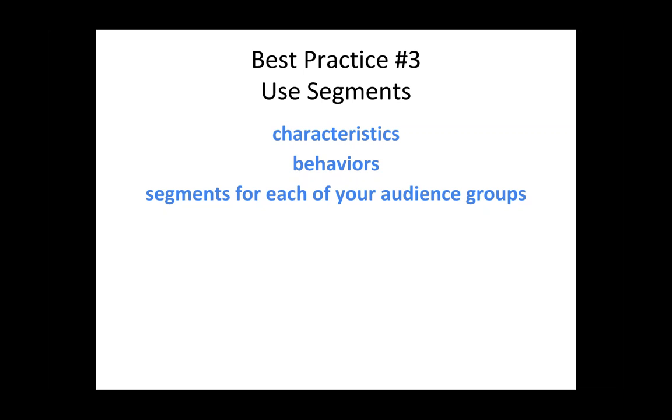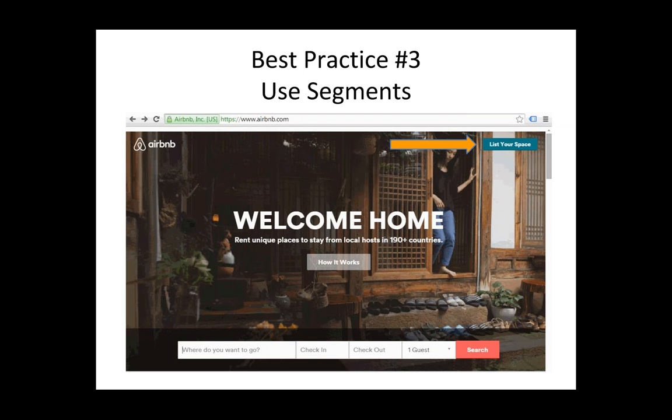Okay, as an example, Airbnb. We don't have access to the Google Analytics for Airbnb. This is just an example. You go to Airbnb, it either will say list your space or become a host. That's one of the buttons that you can click on as soon as you come to the Airbnb website.